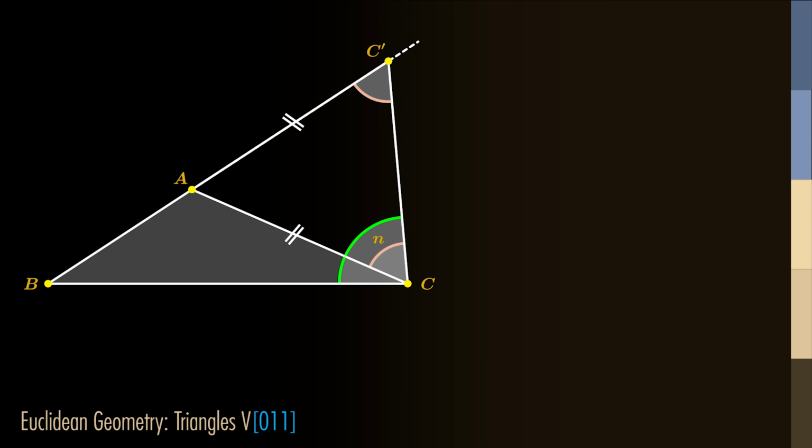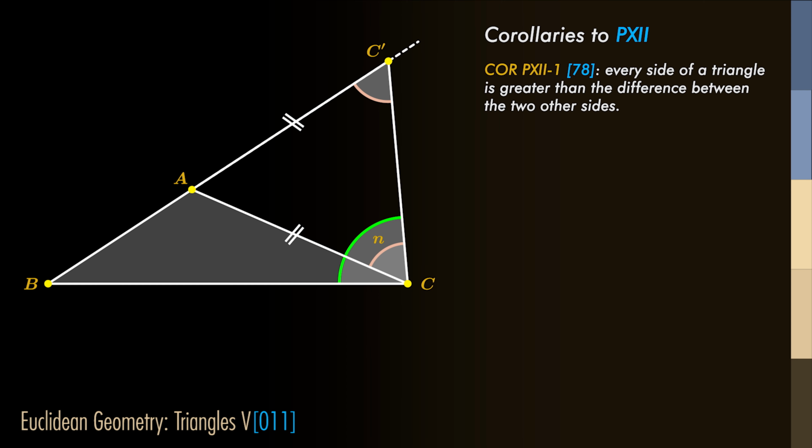There is an obvious corollary to this proposition. The proposition said something about the sum of sides in a triangle, so it goes without saying that we can state something analogous about the difference between sides. In that case, we can say that every side of a triangle is greater than the difference between the two other sides.